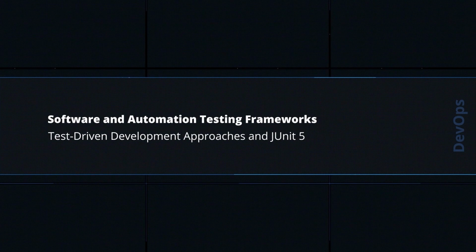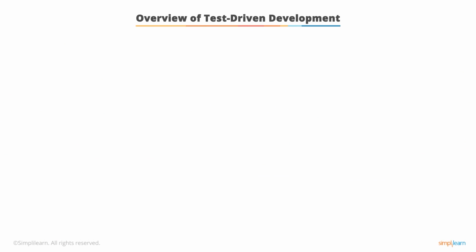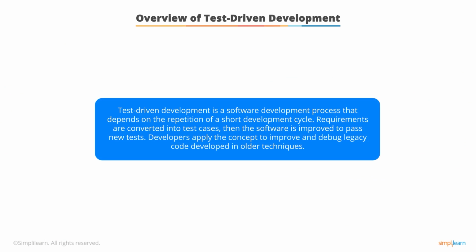Test-driven development approaches and JUnit 5. Overview of test-driven development. Test-driven development is a software development process that depends on the repetition of testing within short development cycles. Requirements are converted into test cases, and then the software is improved to pass new tests. Developers apply the concept to improve and debug legacy code developed in older techniques.